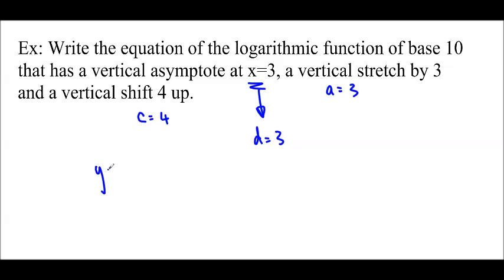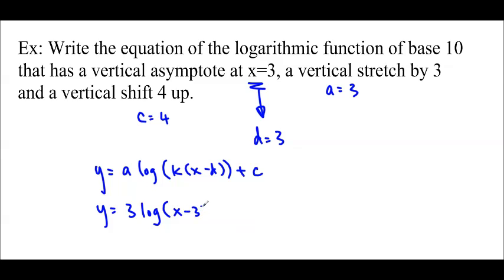So if we use our original y equals a log base 10, I don't have to write the 10 because it's assumed, of (k(x minus d)) plus c, and because k has not been mentioned at all, we're going to assume that it is 1. We get y equals 3 log base 10 of (x minus 3) plus 4. And there you go. That's the answer.